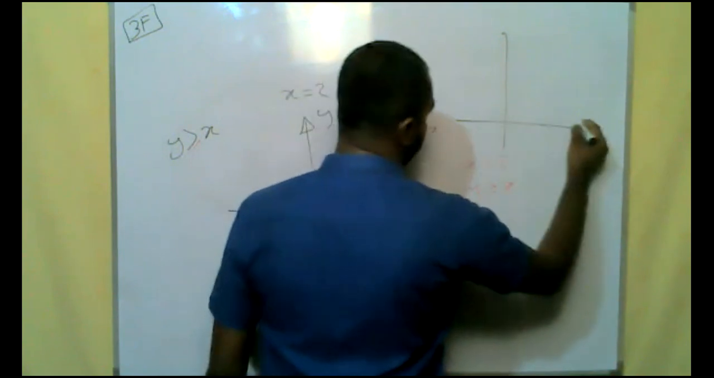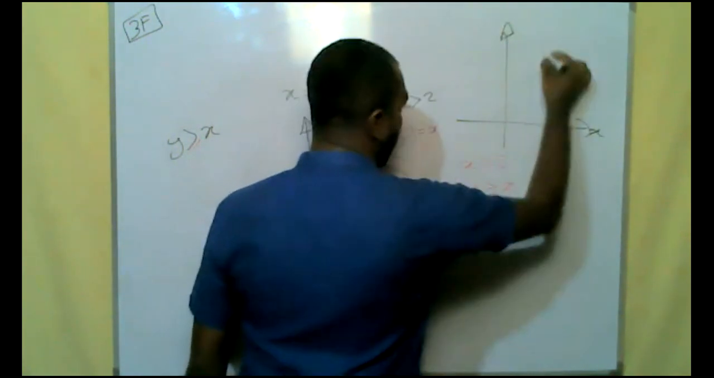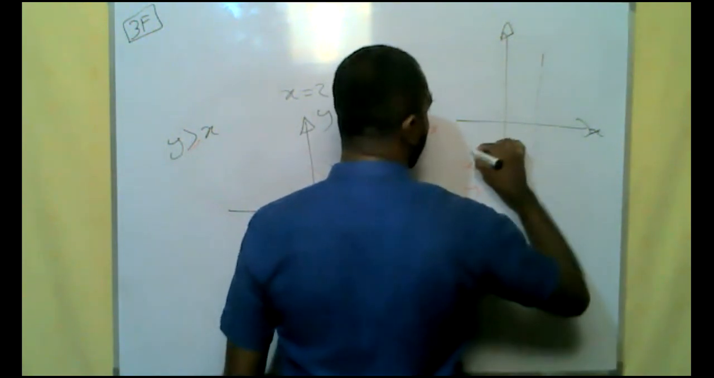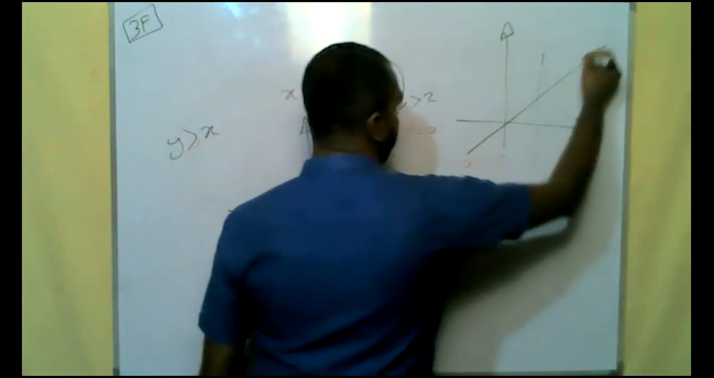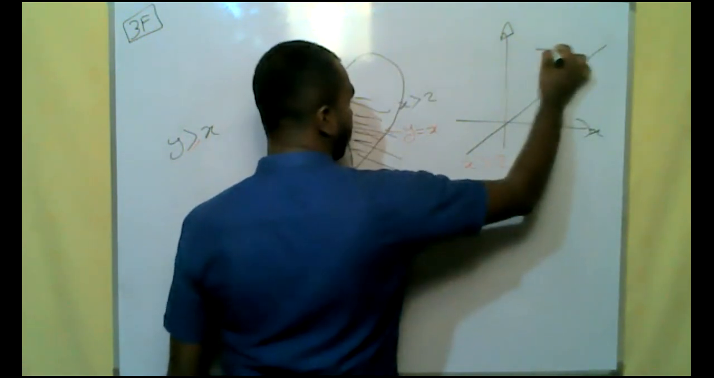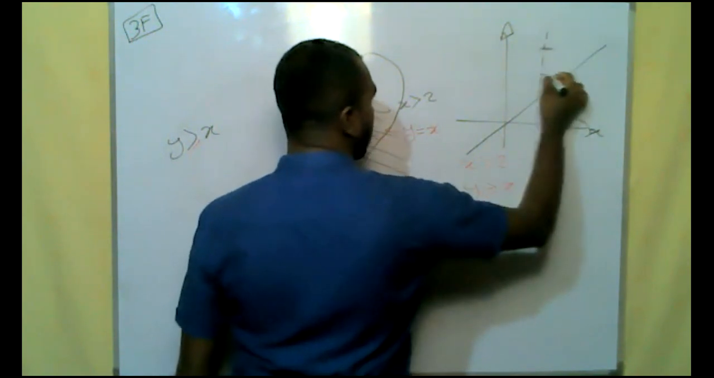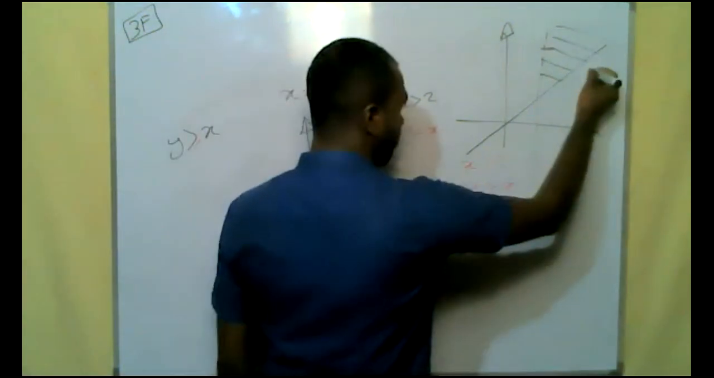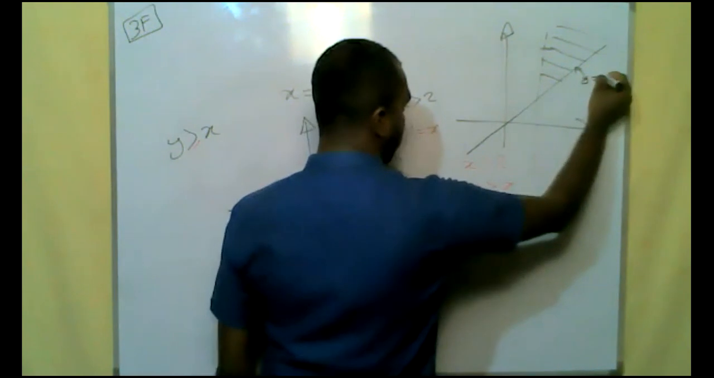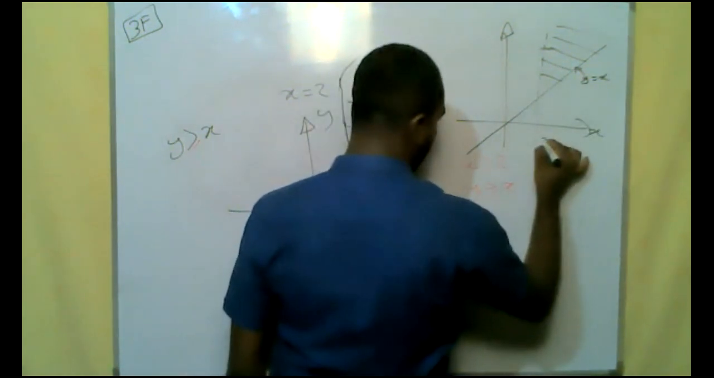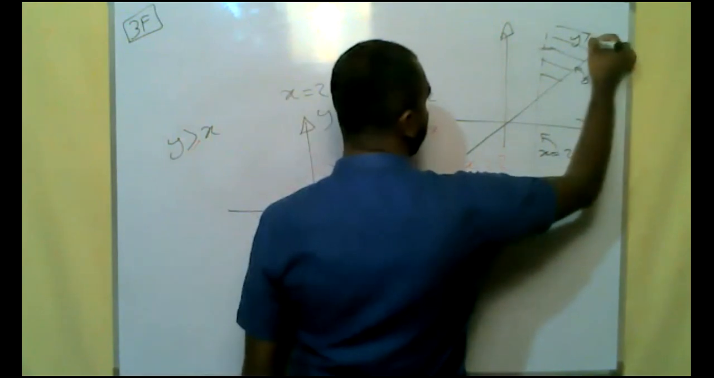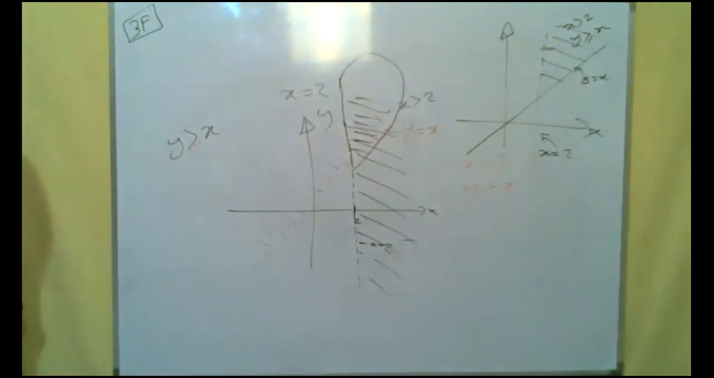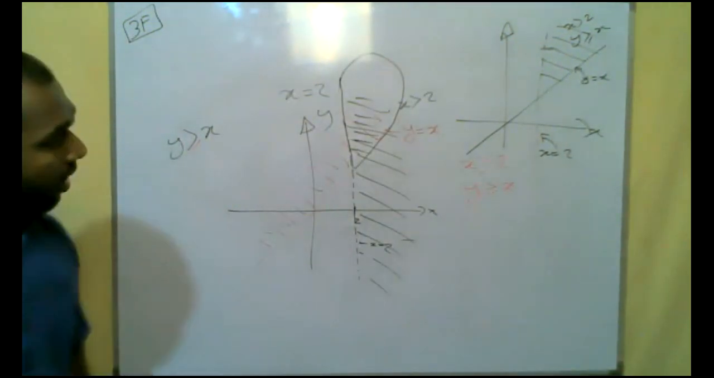So in the final graph, you have to draw this part as a complete line, but the upper side will be a dashed line, and you have to color this part. Okay, this is the sectored area. This is y equals x and x equals 2, and this is the region where y is greater than x and x is also greater than 2.